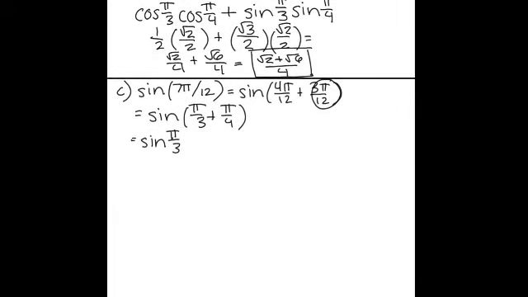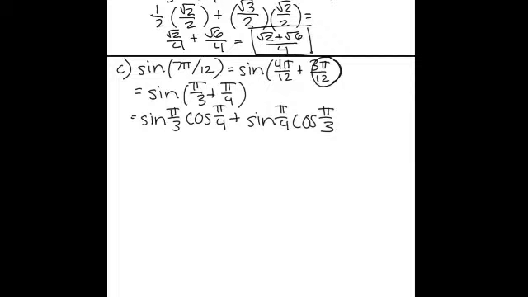Okay, so it'll be the sine of my first one, so sine of pi over 3, times the cosine of the second one, pi over 4, plus the sine of the second value, pi over 4, times the cosine of the first value, pi over 3. Okay, so make sure these don't match, guys.